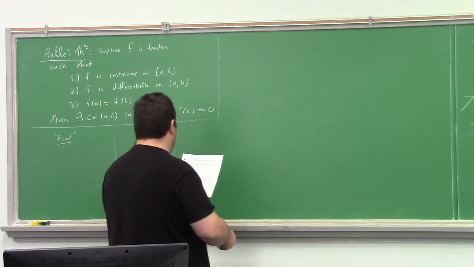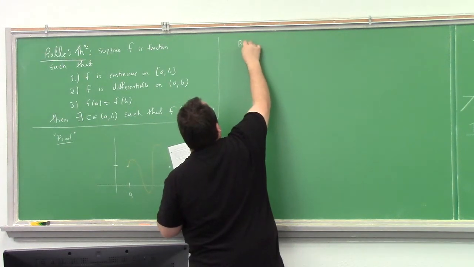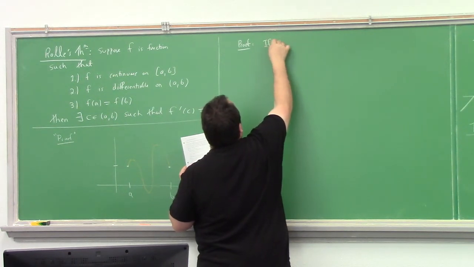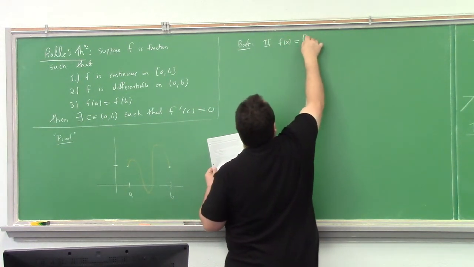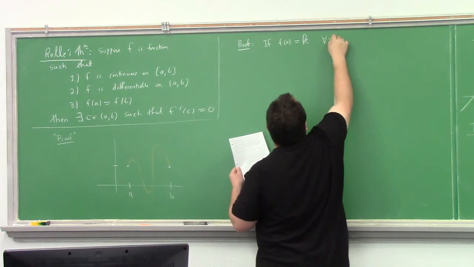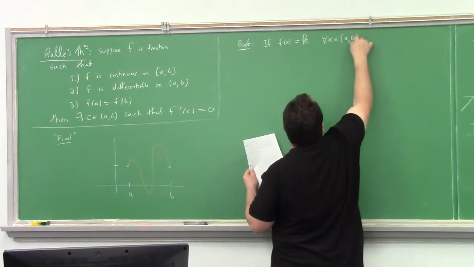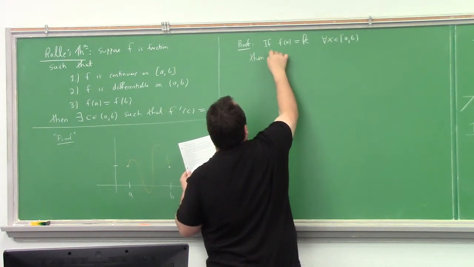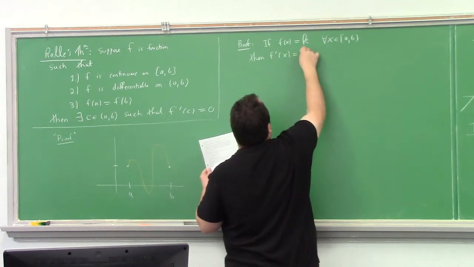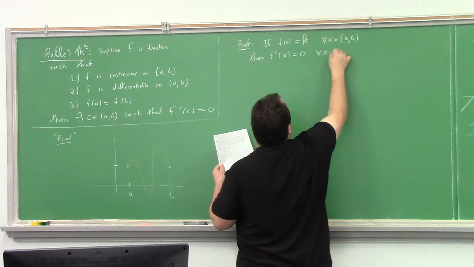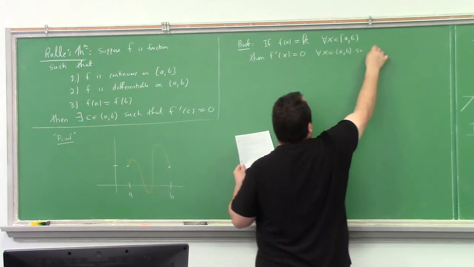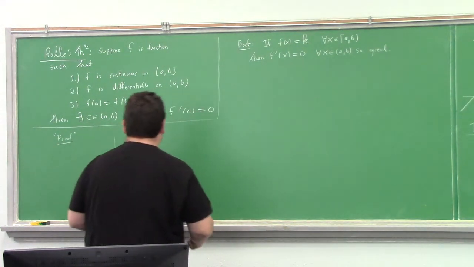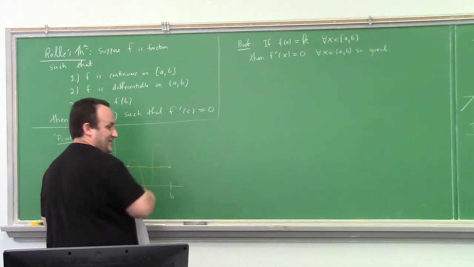Okay, so here's the proof. I think it's good for you guys to see some proofs in here. If f of x is just equal to k for all x in [a, b], then f prime of x is equal to 0 for all x. So we're done, okay? Great. But that would be the stupid case, if the function was just constant like this.